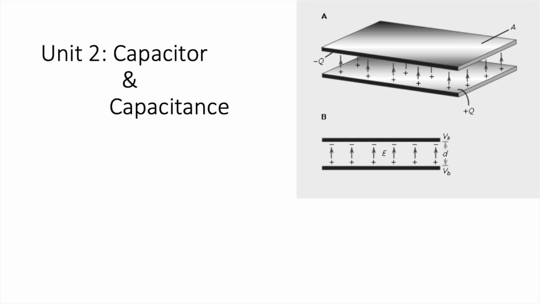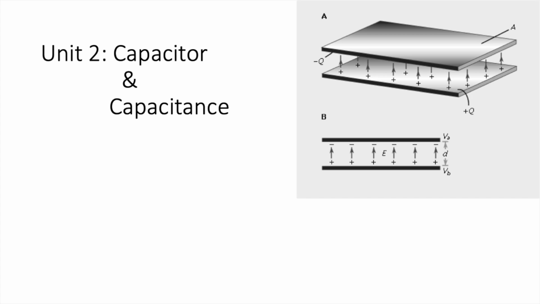Today's lab, Unit 2, is about capacitor and capacitance. A capacitor is a device that can store electric charge, and you can see in the figure the top plate has negative charges and the bottom plate has positive charges.